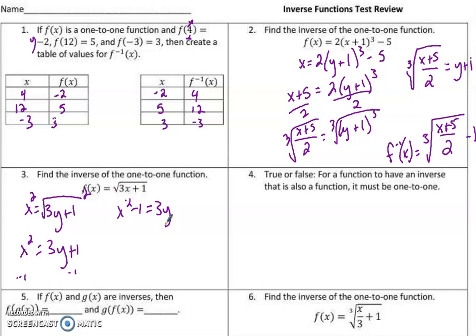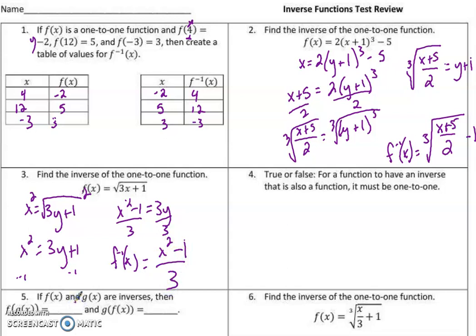Divide everything by 3. So I end up with the inverse. Well, I'll go ahead and write that. Divide by 3, divide by 3. The f inverse of x is equal to (x squared minus 1) over 3.